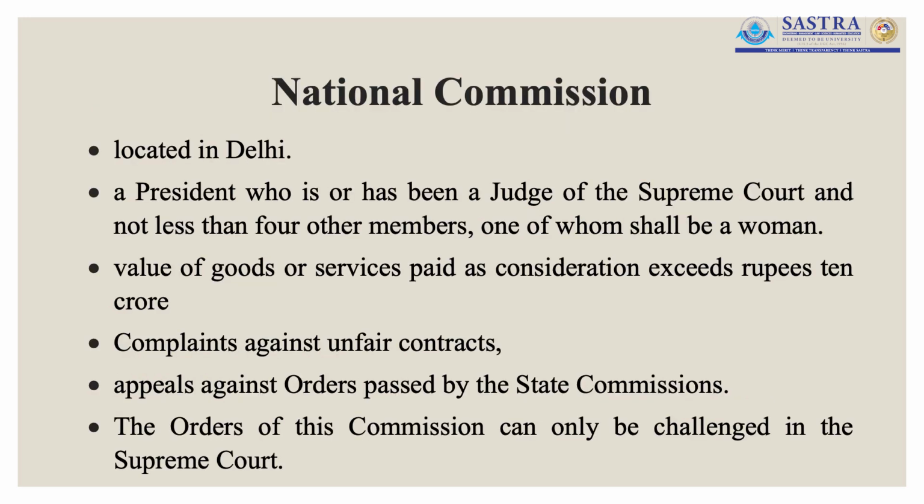Let's look at the National Commission. We have the National Commission in New Delhi. Of course, there is a president who is or has been a judge of the Supreme Court. There should be a minimum of 4 members, and this commission also should have a woman member. They would be taking up cases where the value of goods or services paid as consideration by the consumer exceeds 10 crore rupees. They also take complaints against unfair contracts. And of course, if any of the parties is unhappy with the judgment or the verdict of the state commission, they can file an appeal to the National Commission within 30 days from the date of receiving such order. In case somebody is not happy with the National Commission, they can go to the Supreme Court and fight it out.